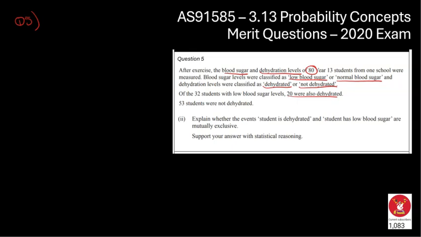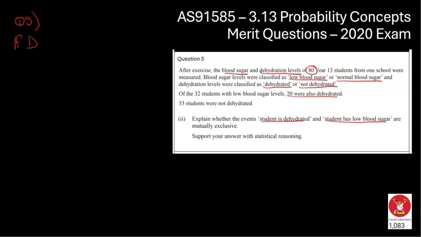So: explain whether students being dehydrated and a student having low blood sugar are mutually exclusive. Gosh, a bit to compact into this question. So let's start off by making the statement. If they are mutually exclusive, the probability of being dehydrated and the probability of having low blood sugar should be equal to 0.